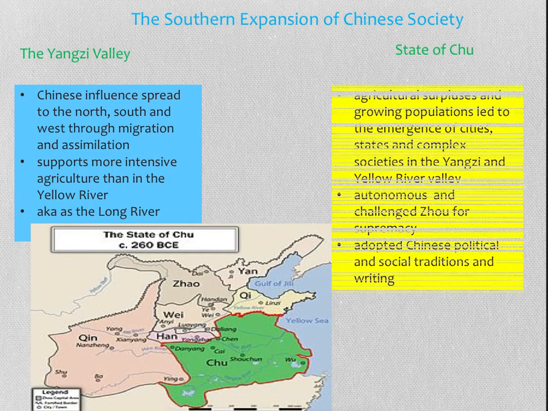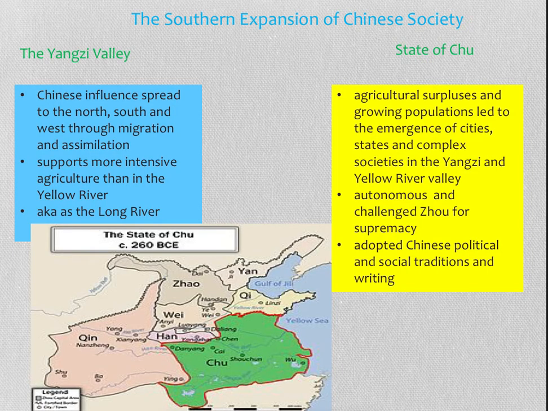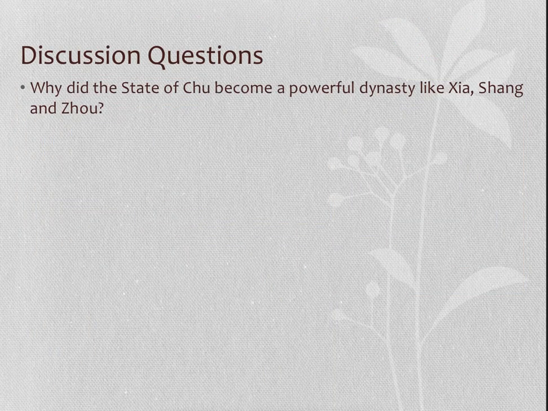The state of Chu. Agricultural surpluses and growing populations led to the emergence of cities, states, and complex societies. So the state of Chu will develop, and it's right here, and it will pretty much take on all those Chinese cultural traditions, social traditions, political traditions. And they felt that they were autonomous from the Zhao, meaning that they're their own state and really have nothing to do with the Zhao, even though they adopted pretty much everything from them. But that was the state of Chu that begins to develop. So, last question: why did the state of Chu become a powerful dynasty like the Jia, Shang, and Zhao?